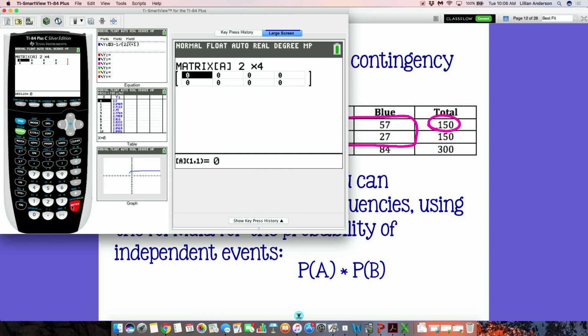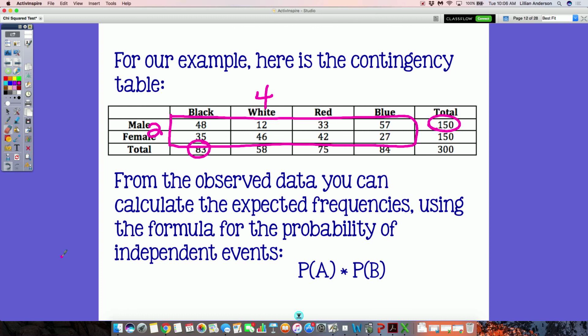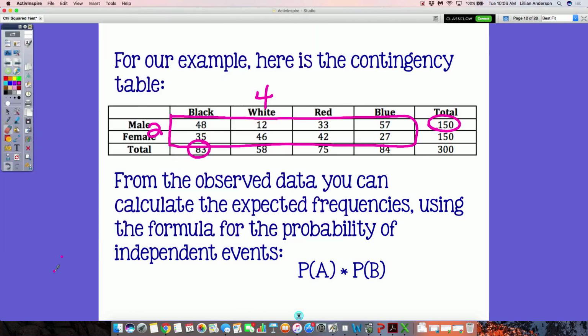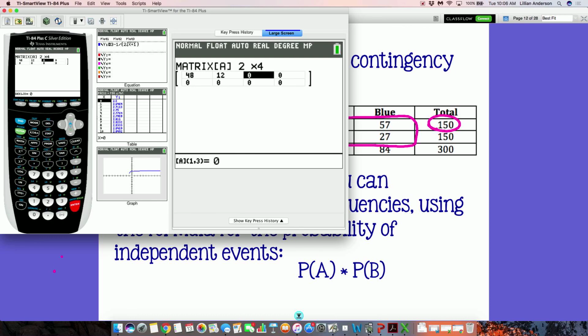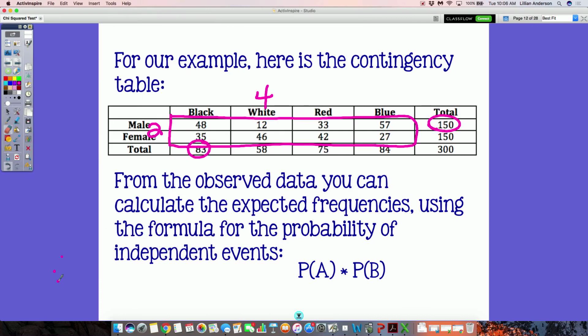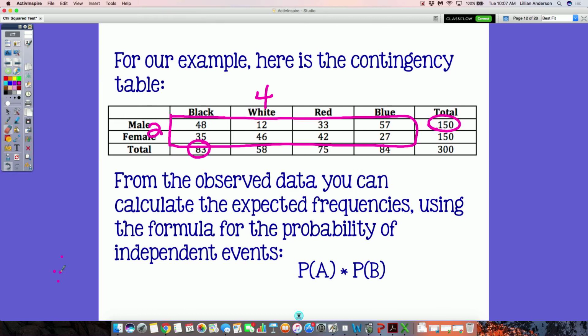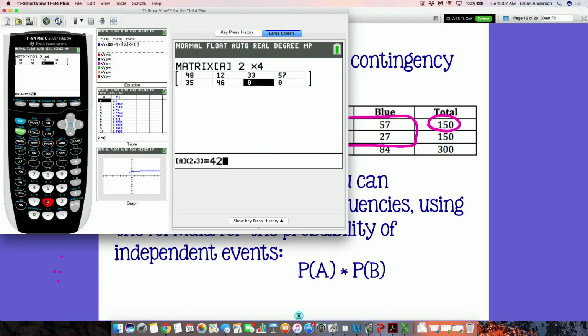Oh, that's really cool. And what you do is you type in your data just like how it appears in the table. So you'll type in 48, you'll type in 12, 33, and 57 for the first row. And basically after every entry, I'm pressing enter. 35, 46, 42, and 27. Okay?